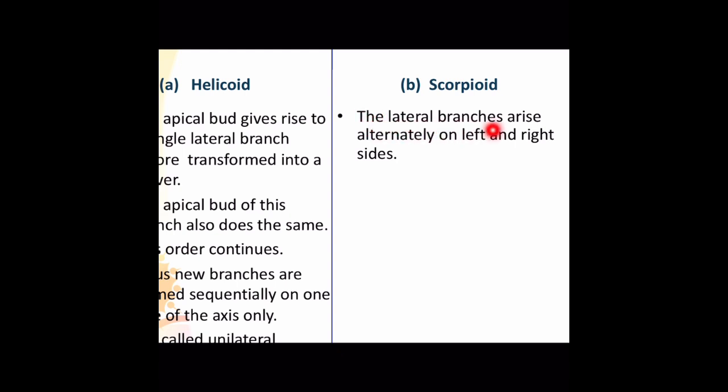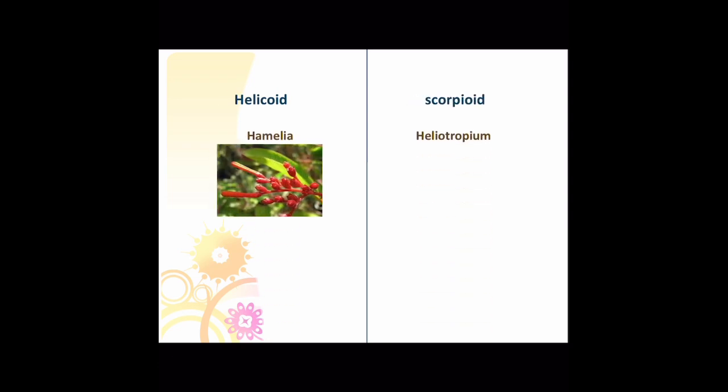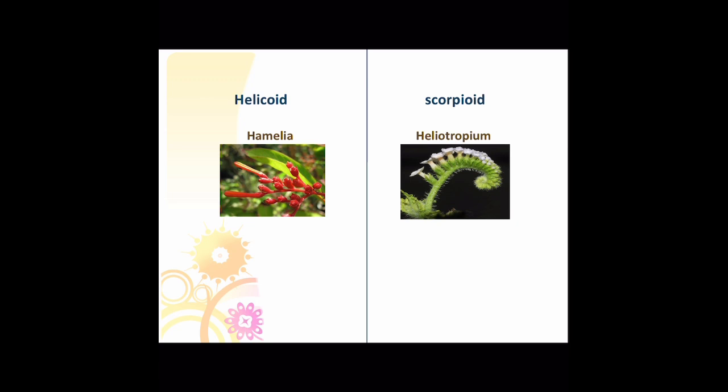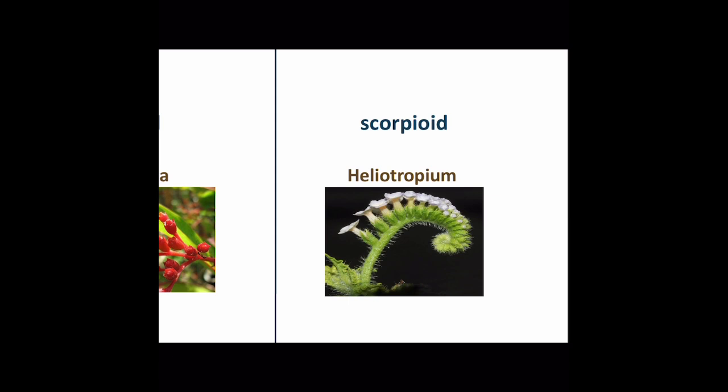The lateral branches arise alternately on left and right sides. Helicoid, example Hamelia. Scorpioid, example Heliotropium.